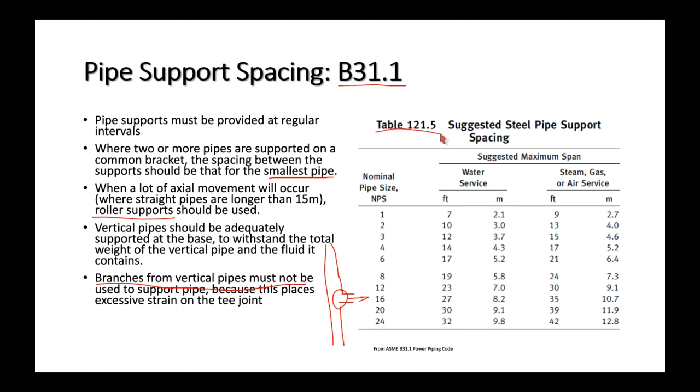So there's a table in B31.1. You don't have to memorize this. All you need to know is that this information is available for you as a power engineer, and there's a place where you can look to find out regular support intervals.